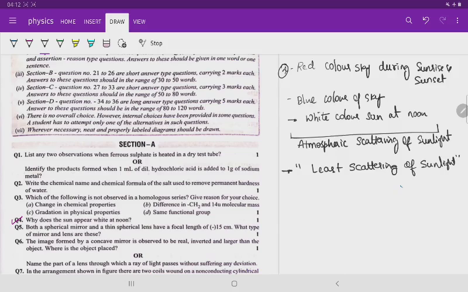You need not write the entire thing, only a line for 1 mark. So the answer is the least scattering of sunlight. Hope you have understood. We are moving on to question number 5.